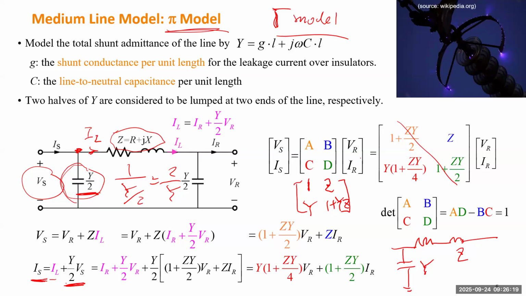But the advantage of using the pi model is you see the total impedance always here and the total admittance always there. That's a good thing about using a gamma model. That makes the calculation easier. But when you deal with a real system, most models will be pi models, not gamma models.